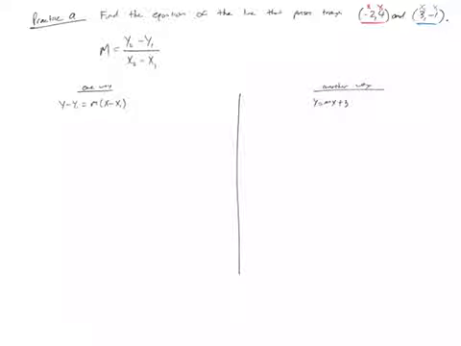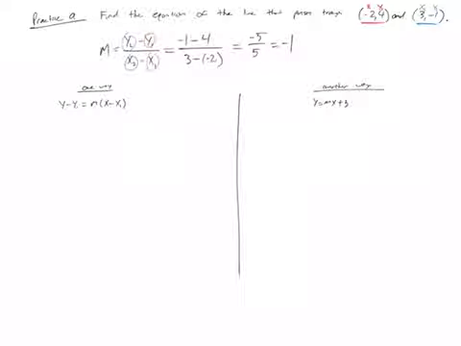Notice here, these numbers are from my first point, and these numbers are from my second point. So this is going to be y2, which is negative 1, minus y1, which is 4, divided by x2, which is 3, minus x1, which is a negative 2. So negative 1 minus 4 is negative 5. 3 minus a negative 2 is going to be 3 plus 2, which is 5, which comes out quite nicely to just be a negative 1. And yes, we would write it as a negative 1, not negative 1 over 1.